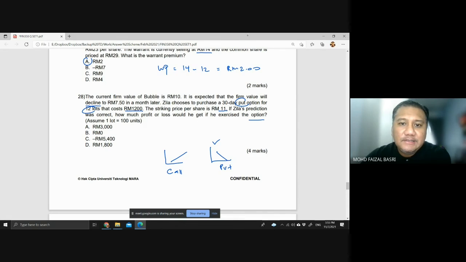So the price, striking price, remember this is a put so the striking price ni equivalent to put option nak sell, maknanya this is the selling price. So selling price is 11 ringgit. 1,200 units. $13,200. Purchase cost, dia beli balik 1 month later at 750.